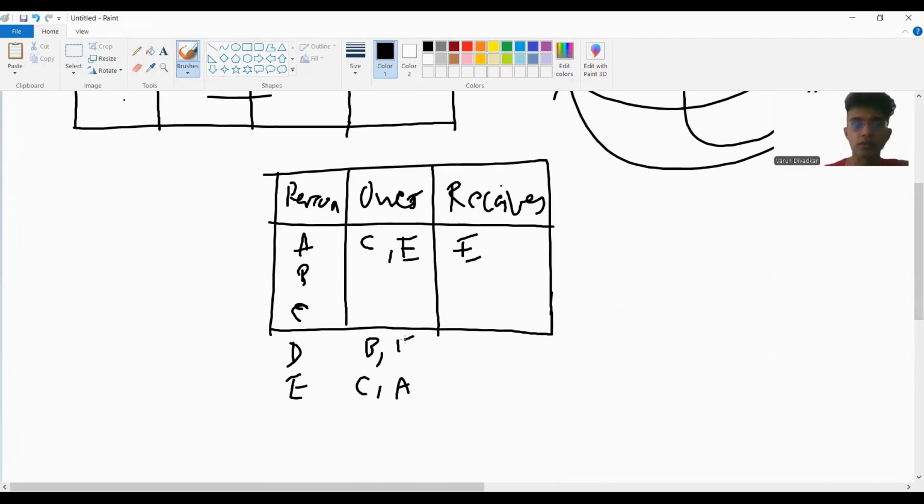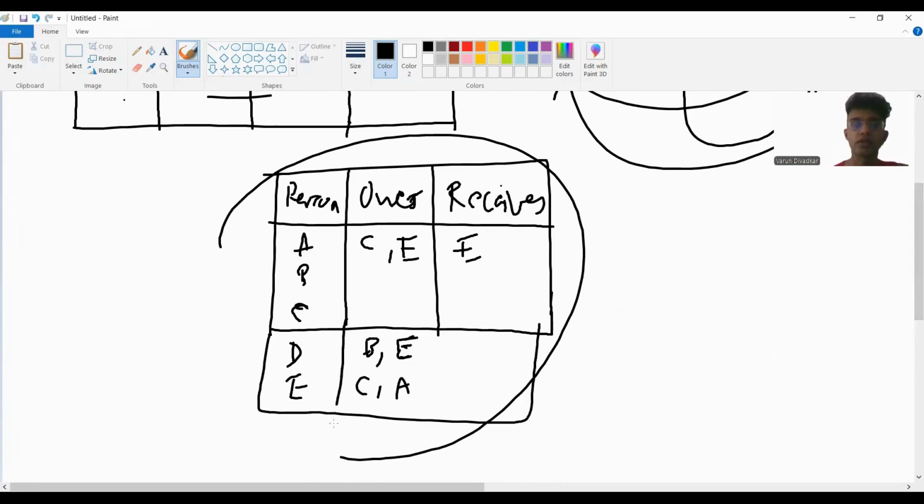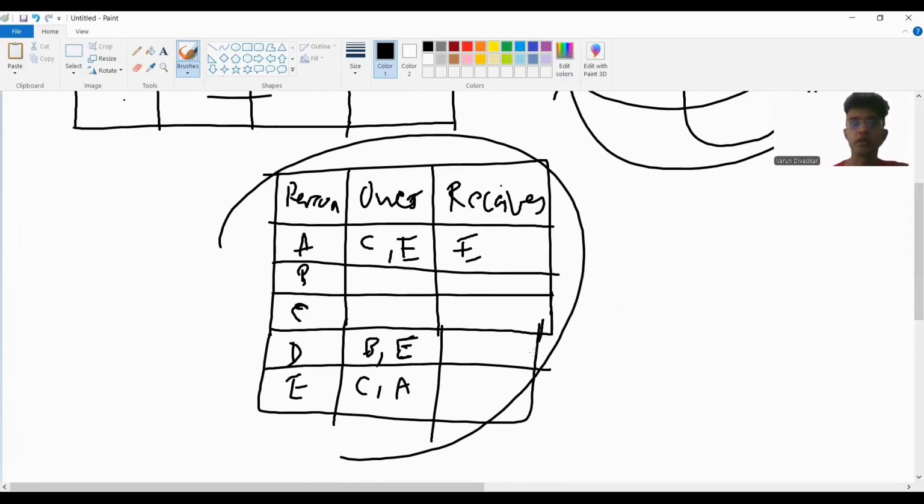So now, don't you think that this kind of a table is really complicated to interpret? Like, how do you interpret this table now? It's so confusing. You have to check each and every line, and then who owes money to whom and who gets money from whom. That's making things really messy, right?